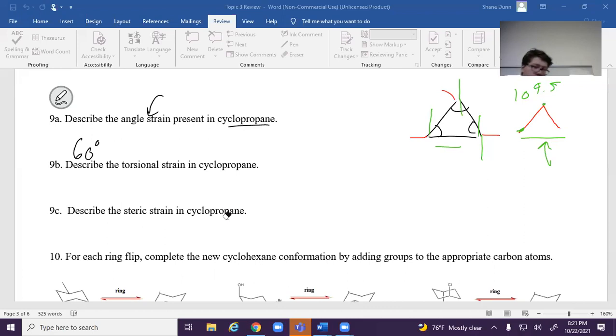Athena, makes some sense? Yeah. So the steric is like a cis molecule where the hydrogens are like touching? Yes. So steric, you're going to see more on cis and trans. So two cis or two axial are going to have steric strain because they're next to each other. The electron clouds are kind of repelling a little bit. That's what's going on. Makes sense? Cool.